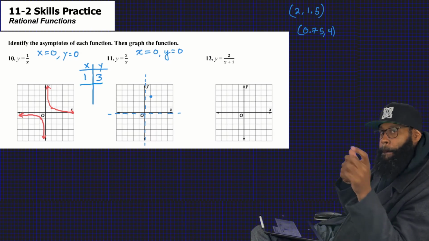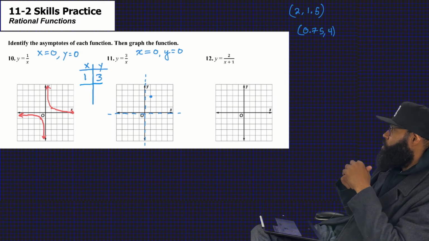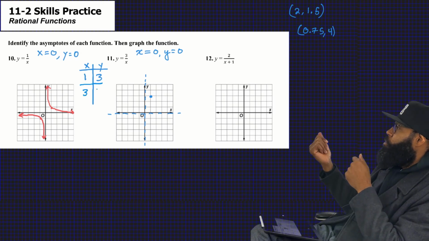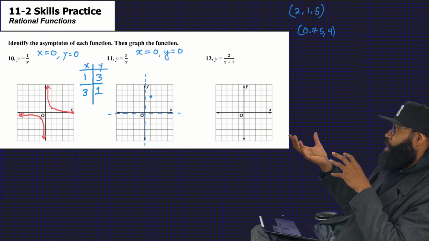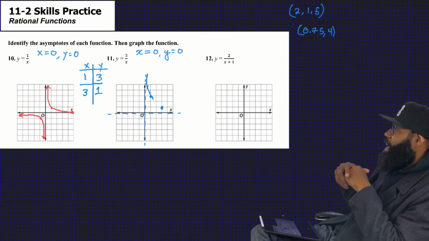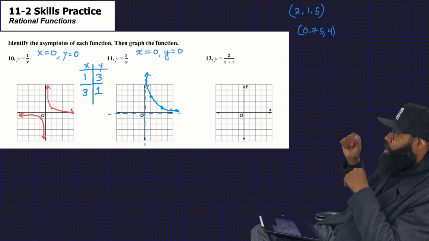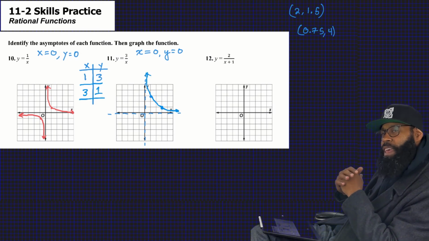Boom, bang, and all right, we got them all? No, because we still got one more to do. But 1, 3, and of course, again, when x is 3, 3 divided by 3 is 1. So if x is 3, go 1, 2, 3, and go up 1. Boom. And again, guys, I'm recognizing that there it is. I only needed 2 points. And then, of course, it's just going to get closer and closer to the x-axis.